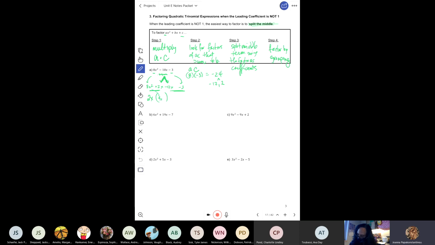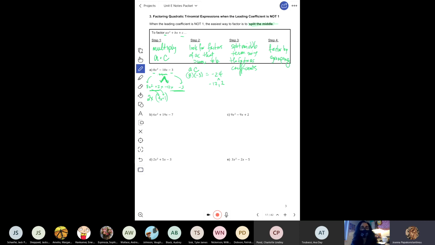Well, that's the first one. What about the second one? No, 2x divided by 2x is what? 1. And that's kind of ugly. I mean, you have to have something there. You're doing division.